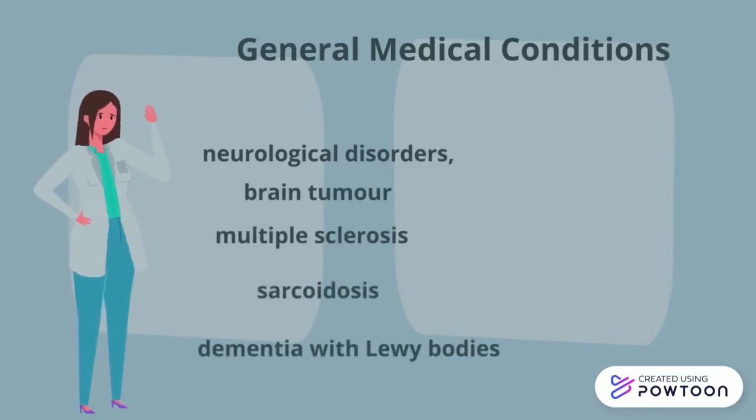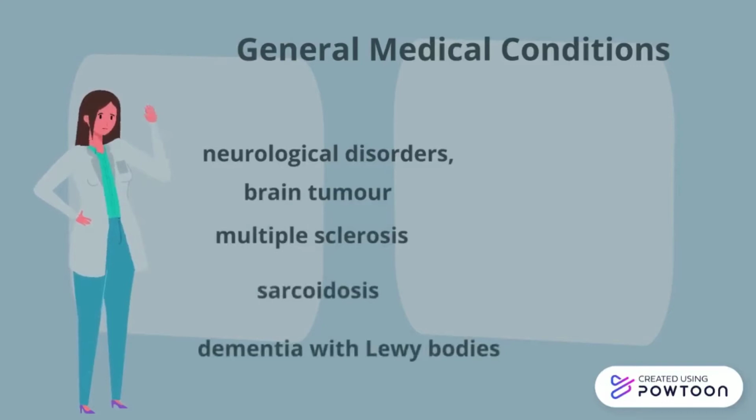Next is dementia with Lewy bodies. Lewy body dementia is the second most common type of progressive dementia after Alzheimer's disease. Hallucinations may be one of the first symptoms, and they often recur. They may include seeing shapes, animals, or people that are not there. It is characterized by the abnormal buildup of proteins into masses known as Lewy bodies.